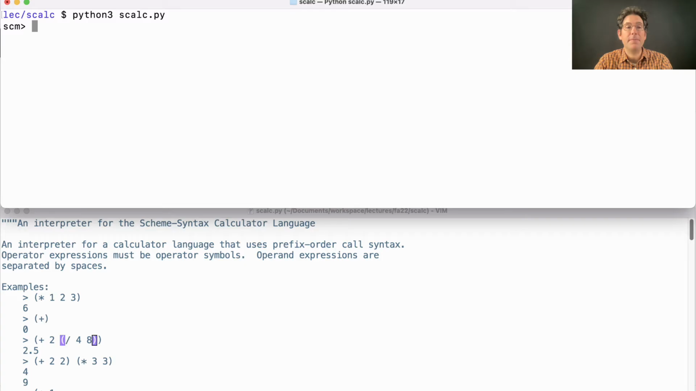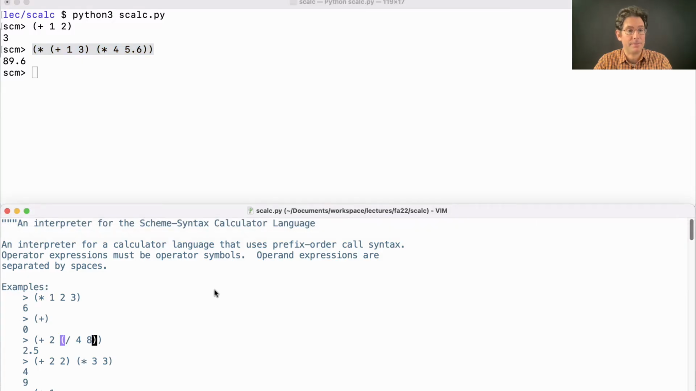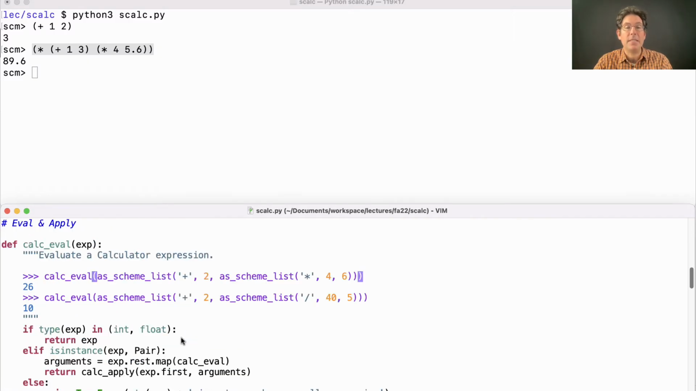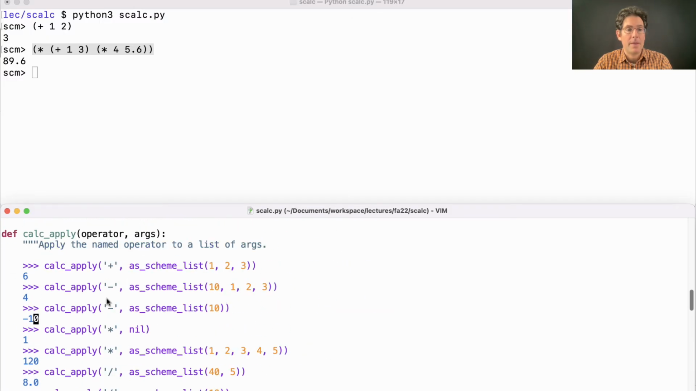schemecalc.py, which gives me this prompt and allows me to actually add things together and perform nested arithmetic, including on floats. So more than just reading this expression is happening; now that expression is being evaluated. So we're going to take a look at the contents of this file, which includes some examples and has only two functions: a function to evaluate an expression and a function to apply a particular procedure to some arguments.